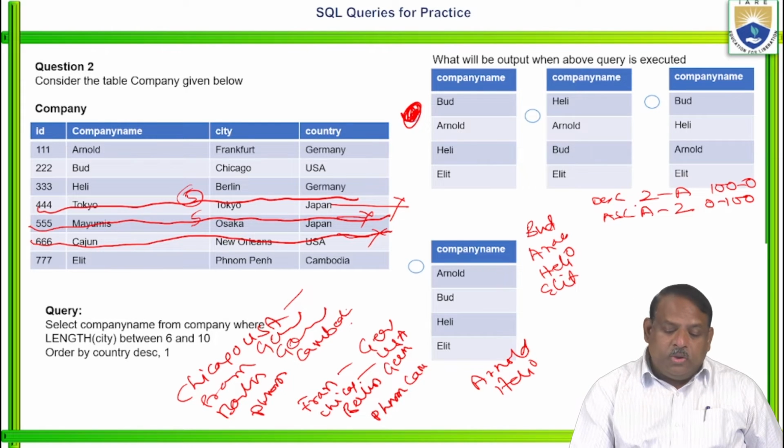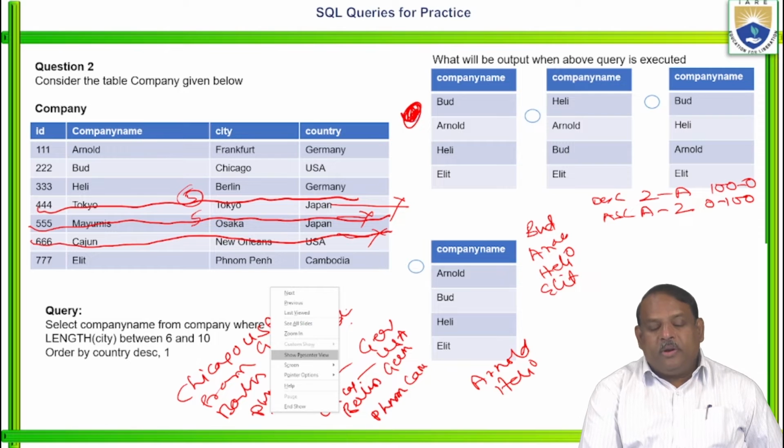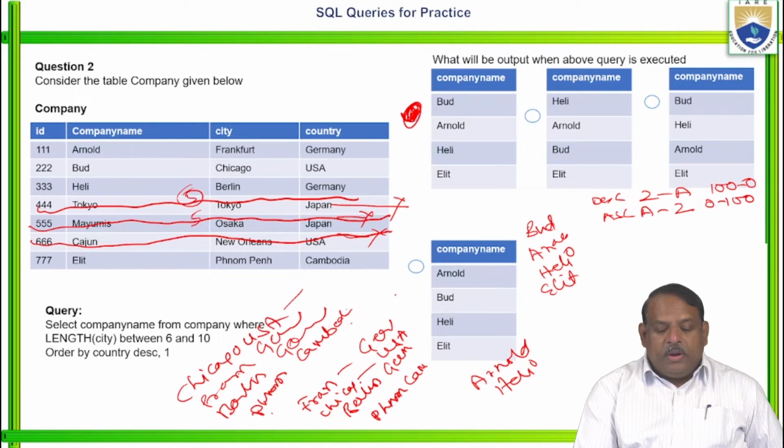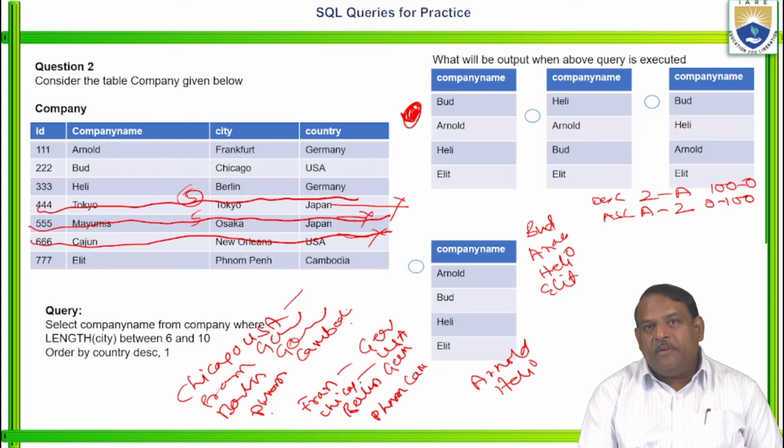Z2A. So USA will be the first. USA, that means Chicago. Then Frankfurt, then Berlin, then Phnom. Then again we have to do the double sort in this case, because here we have 2 countries having the same name in the given result set. Because in Germany we have Berlin and Frankfurt.